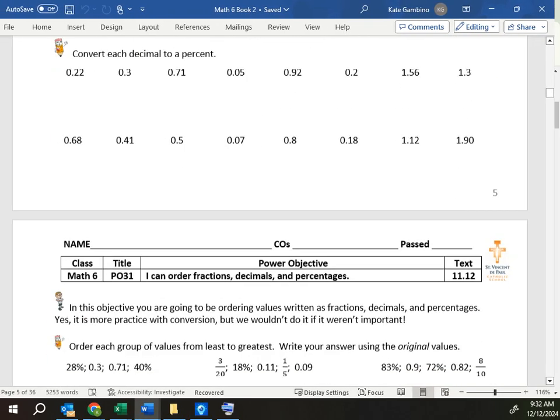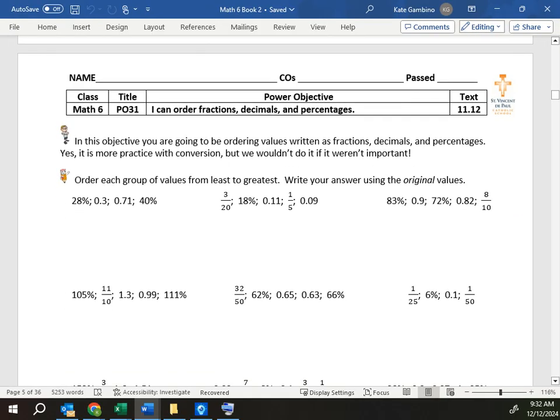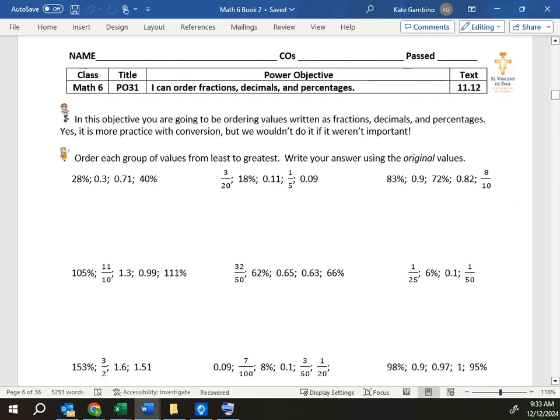All right, next one, PO 31. I can order fractions, decimals, and percents. What key thing do we need to remember for this objective? Emma? We need to remember about the hundredth, but how do we solve these problems? What do we have to do? Nolan? All the numbers have to be a fraction, decimal, or percentage.